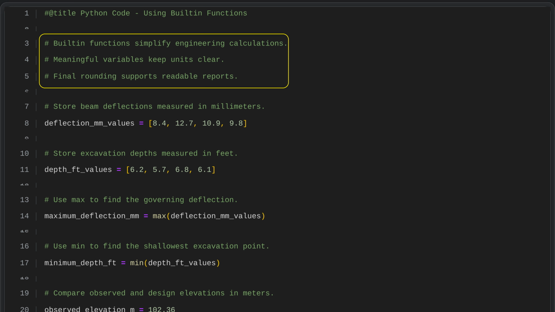Built-in functions make engineering calculations easier, while meaningful variables help keep units clear. Rounding final results makes reports more readable.